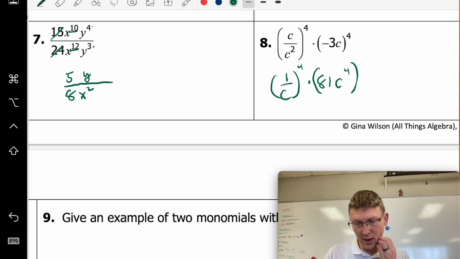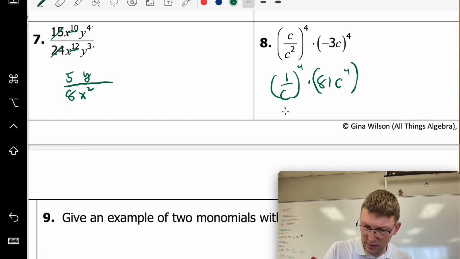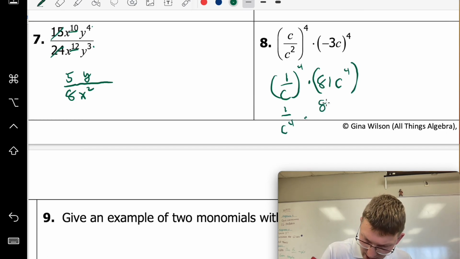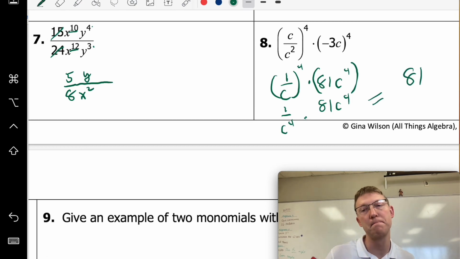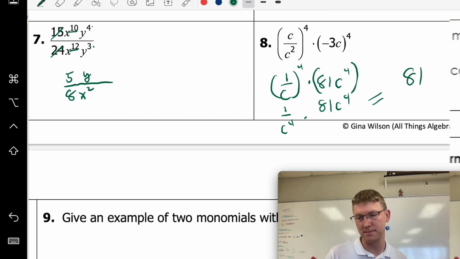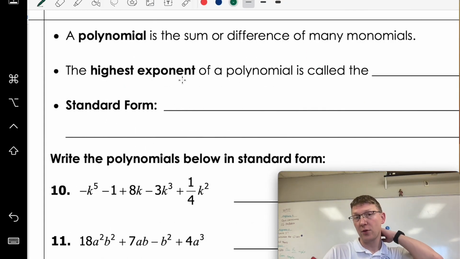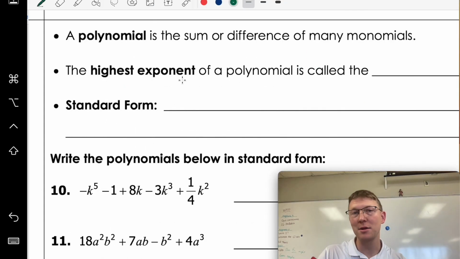So since we're multiplying all that, the term on the left is going to be 1 over c to the 4th multiplied by 81 c to the 4th, which all of that equals 81. No more c's. Okay, so our next vocabulary word is polynomials.